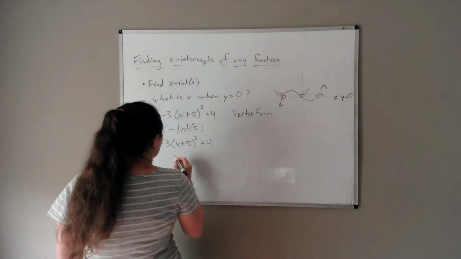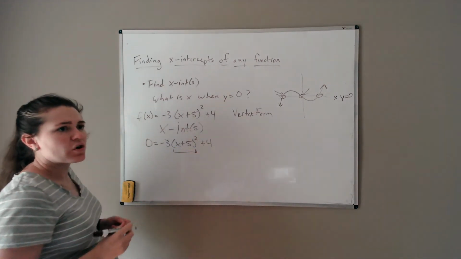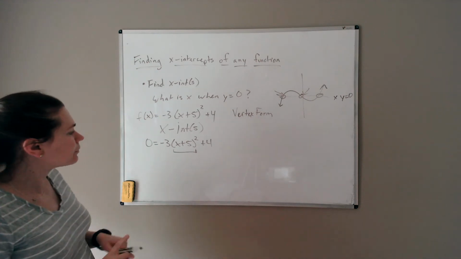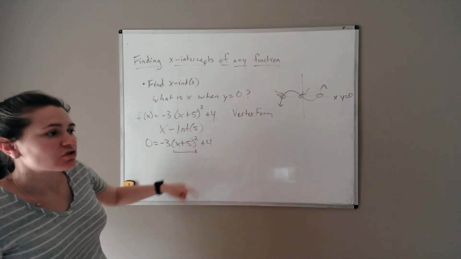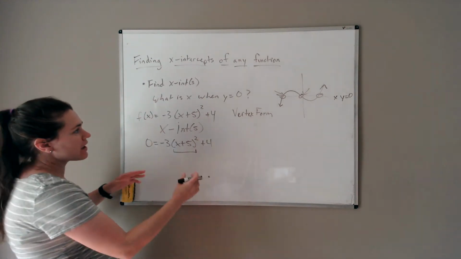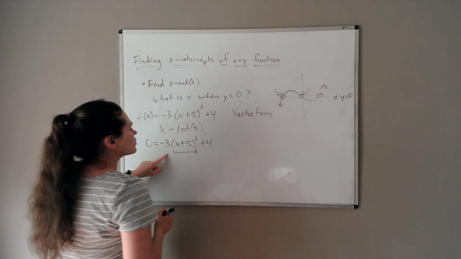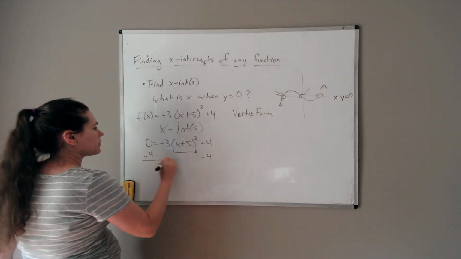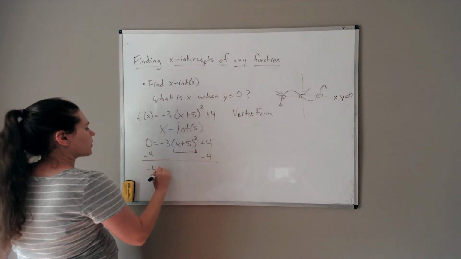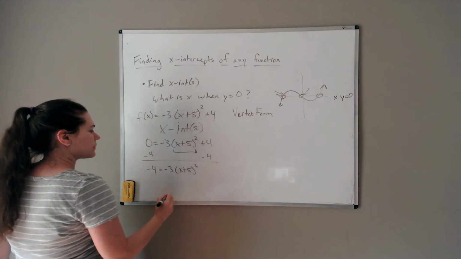Notice in vertex form, you've got your x nestled into the square of a binomial with no other x's roaming outside. So if you don't want to expand this and put this in standard form and use the quadratic formula, you can use the square root property on this problem. The first step is take away 4. You get negative 4 equals negative 3 times (x plus 5) squared.